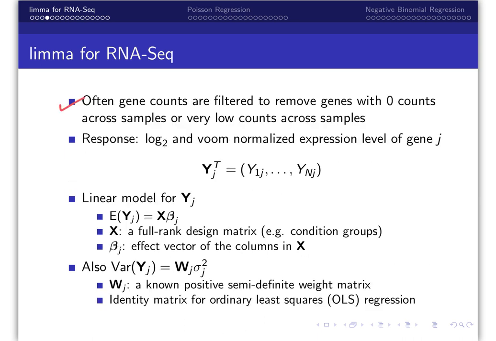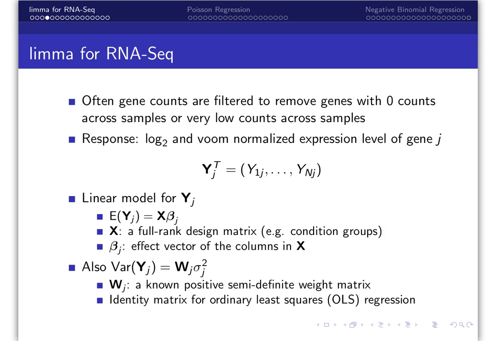Prior to the analysis, often the gene count matrix is filtered to remove genes with 0 counts across samples or genes with very low counts across samples. Then read counts are converted to log base 2 counts per million, and the mean variance relationship is modeled using voom normalization. Then we proceed as if the data were from a microarray.